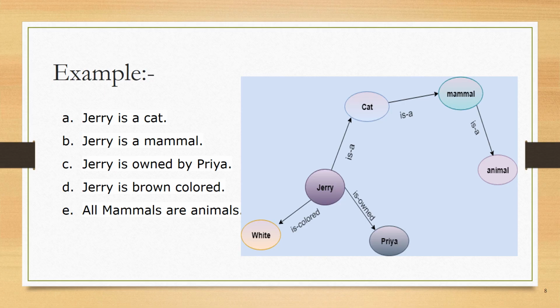Jerry is owned by Priya. Jerry is brown colored. This is also a direct relationship. So next is all mammals are animals. This is a hierarchical relation, like Jerry is a cat, cat is a mammal, mammal is an animal. So it is represented using the is-a relation.